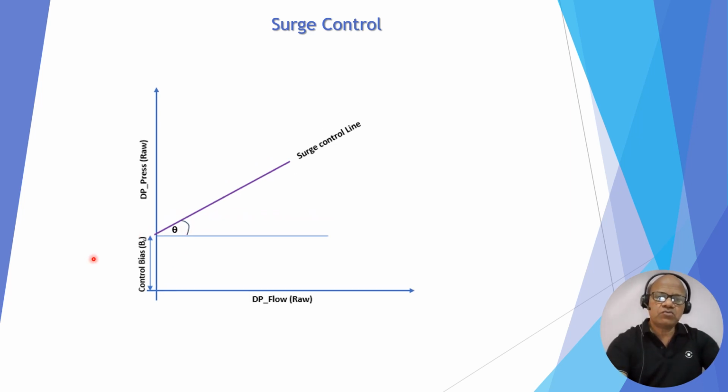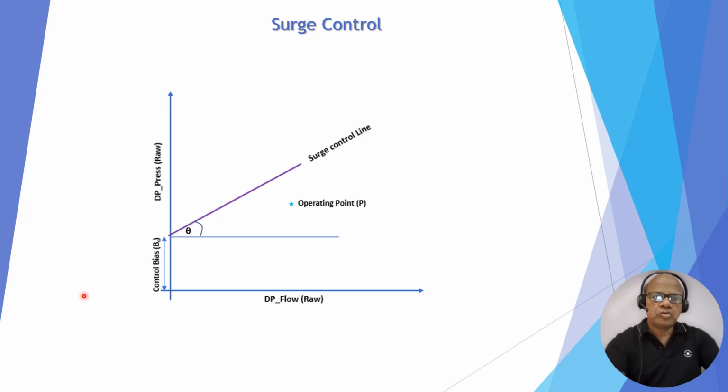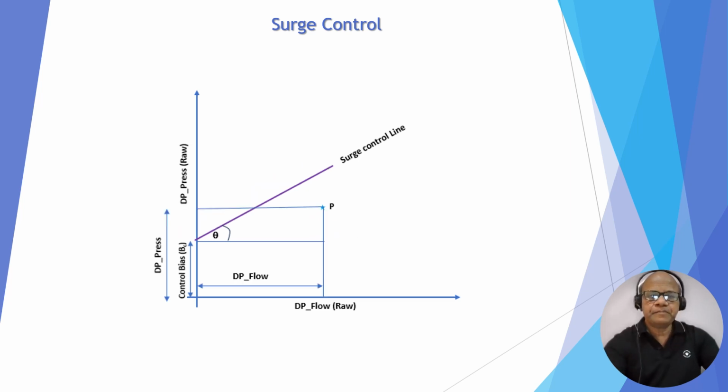Now let's focus only on the surge control line, because this is the line under which the surge control system works. So now we can see this is the surge control bias, that is BC, and theta is the slope for the surge control line, which is equal to the surge line also, the slopes are the same. Let's say this is the operating point in the system, the machine is operating, the compressor is operating here. Now let's discuss these points carefully.